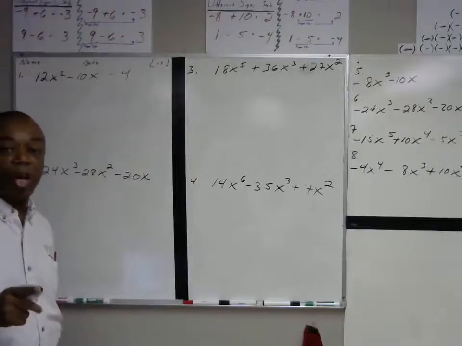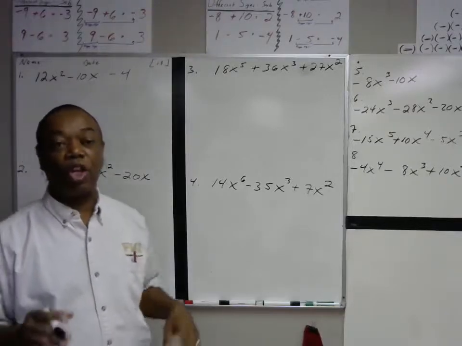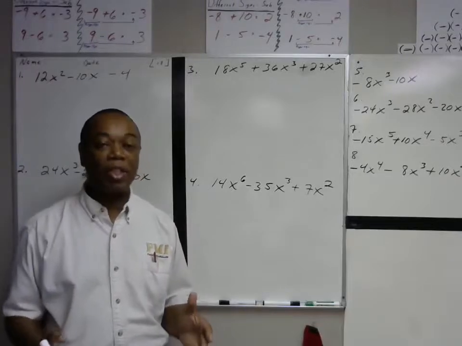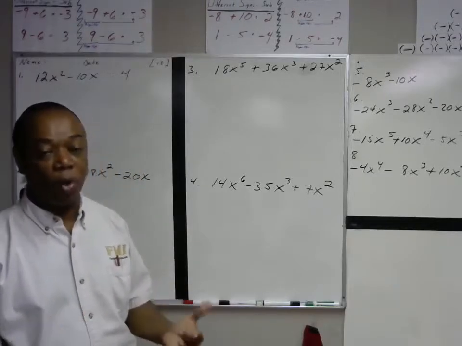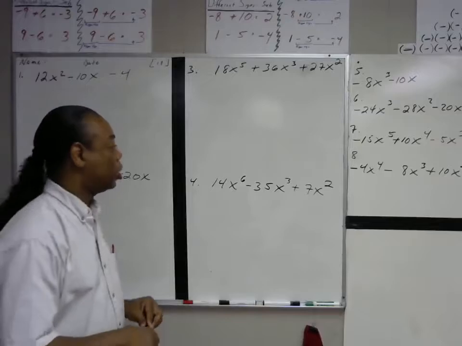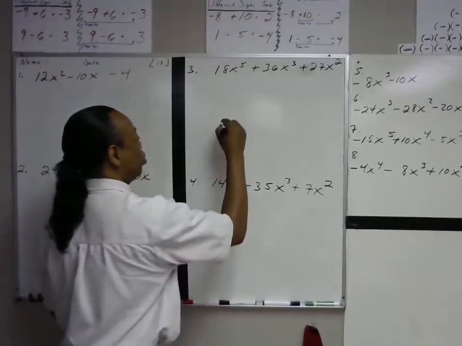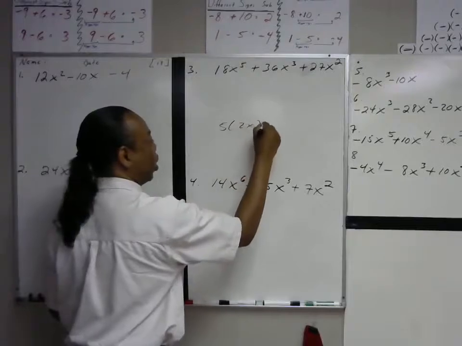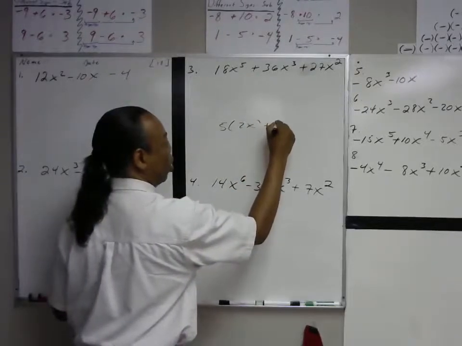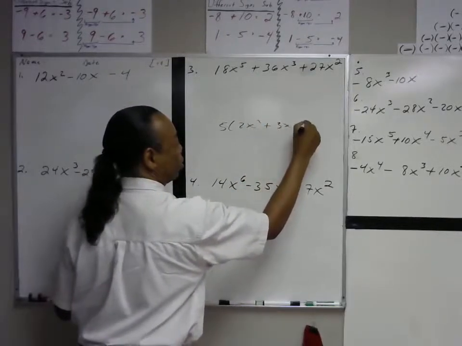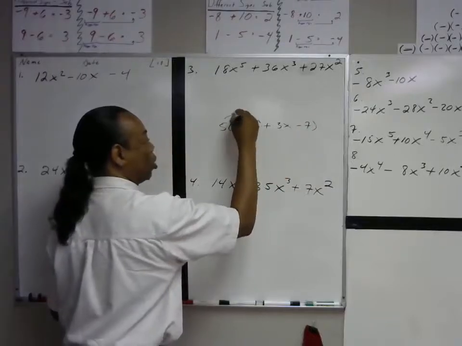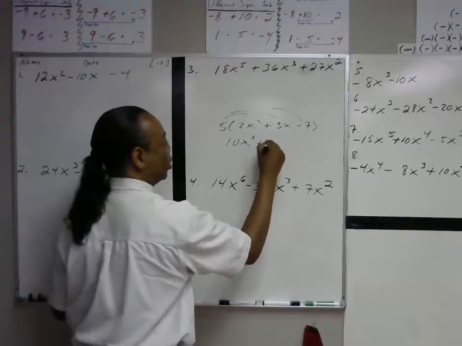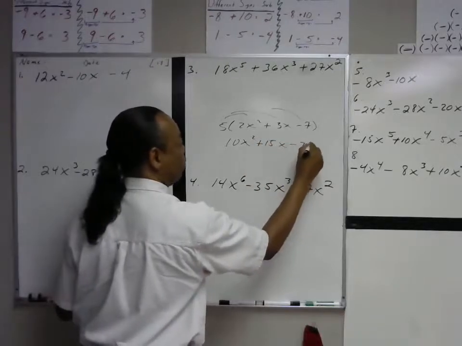Now, to find the greatest common factor is to find out the largest number that can divide into all terms. And we're basically going back to what the problem was before multiplication. Let's say the problem was 5 times 2x squared plus 3x minus 7. When you distribute this, you're going to get 10x squared plus 15x minus 35.